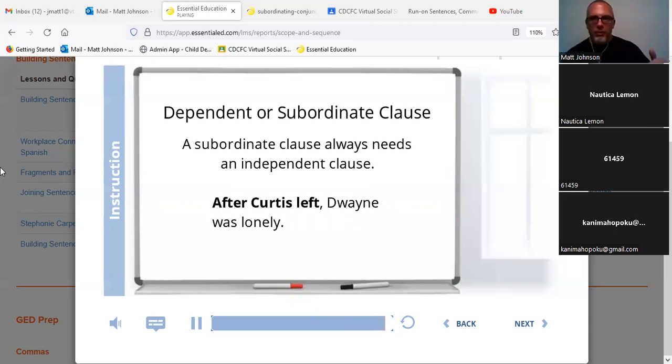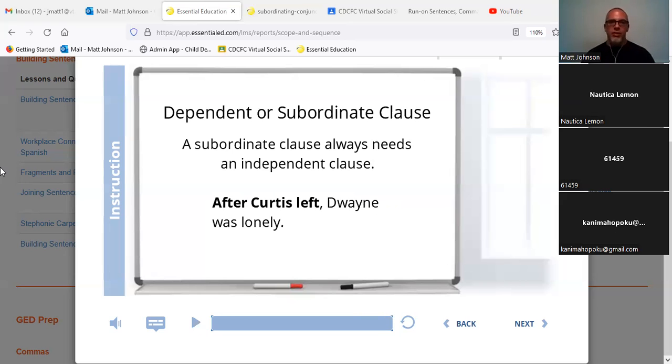Yeah, so this is, of course, where you run into trouble. Just like I mentioned, you can have a subject and a verb that would otherwise be a complete sentence, but you use one of those subordinate conjunctions. We're going to look at them, and you'll see. And here's the same thing: After Curtis left, not a whole idea.